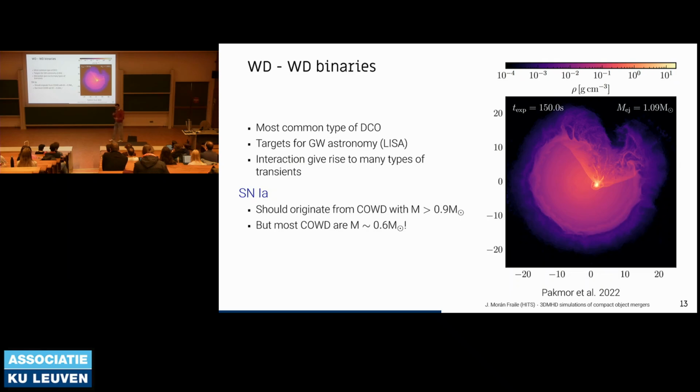There are many different proposed scenarios for the formation of type Ias, but most of them, if not all, involve carbon-oxygen white dwarfs with masses larger than 0.9 solar masses. But from what we know, as far as I'm concerned, most of the carbon-oxygen white dwarfs have masses around 0.6 solar masses. So we have a relatively large parameter space of white dwarf masses that are relatively unexplored, and could potentially be much more frequent than the interactions that lead to type Ia supernovae. So that's what I have been working on in the last years.